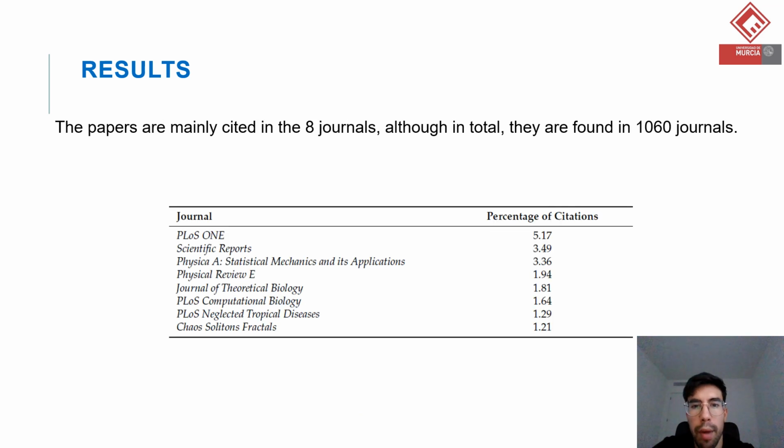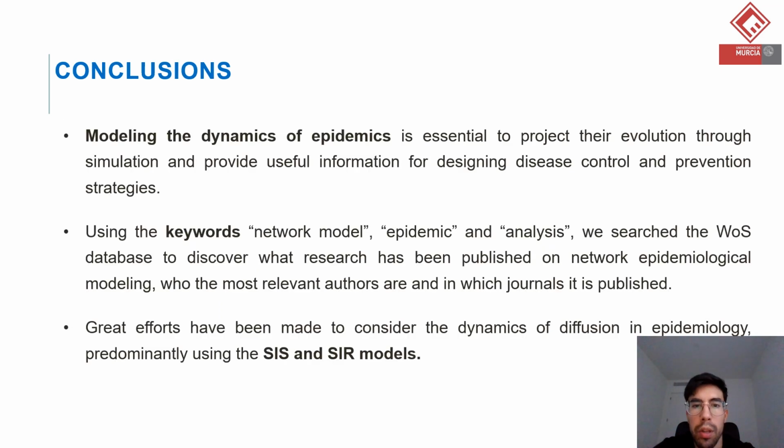The papers are mainly cited in 8 journals, although in total they are found in more than 1,000 journals. PLOS ONE has 5.70% of the citations, followed by Scientific Reports and Physica A. And now we go with the conclusion on this important review.